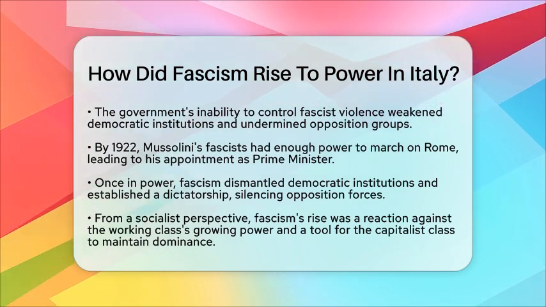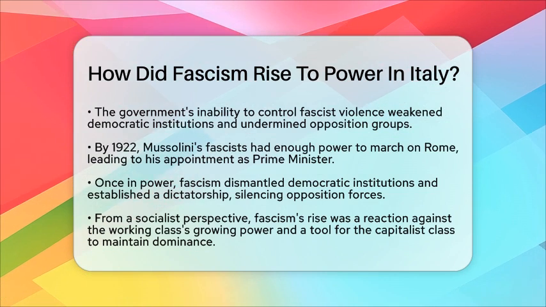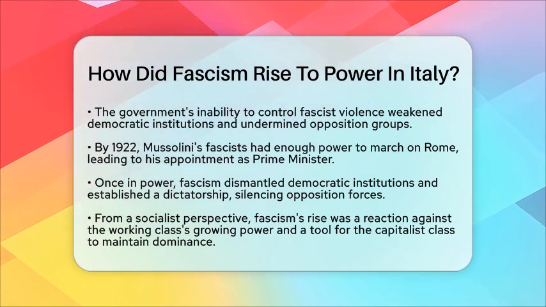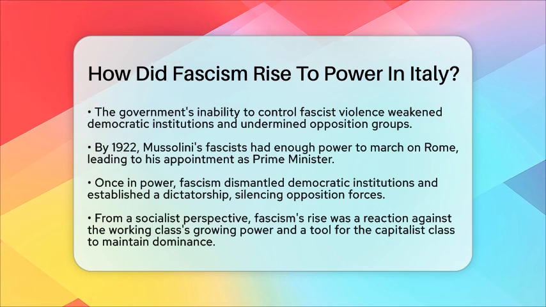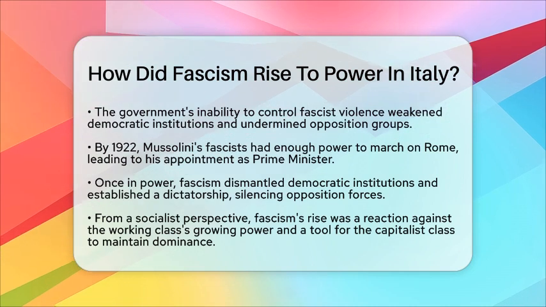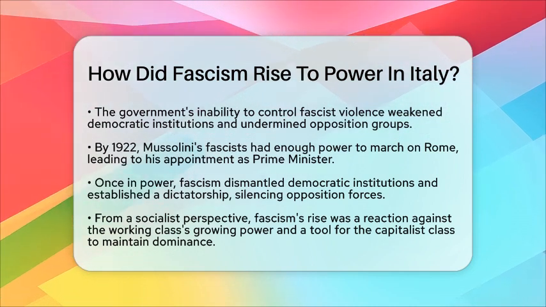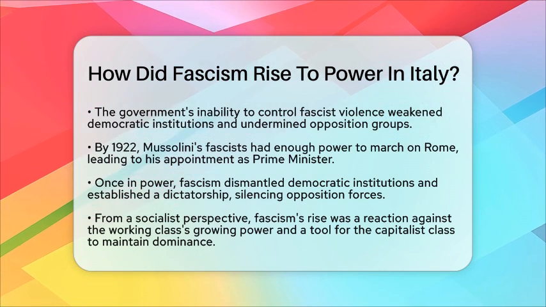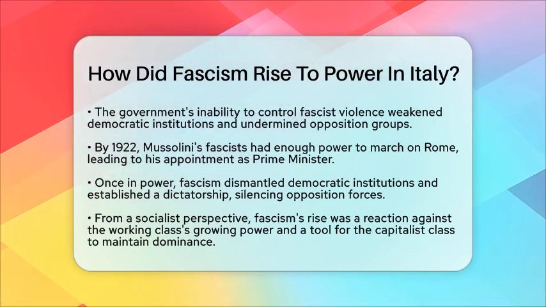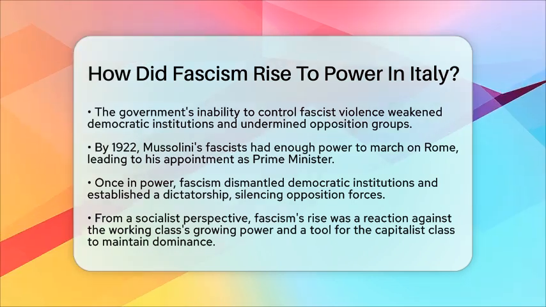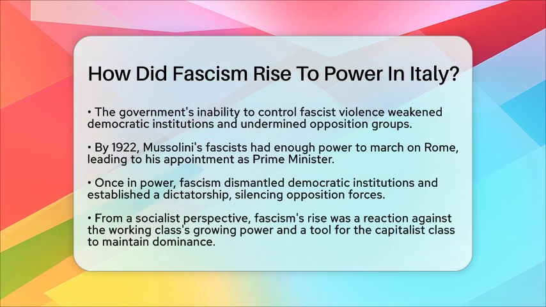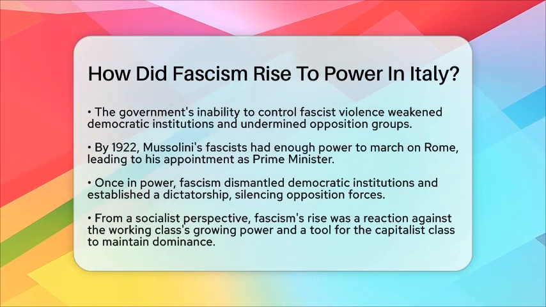From a socialist viewpoint, the rise of fascism can be seen as a reaction against the growing power of the working class. Fascism emerged as a tool for the capitalist class to crush socialist movements and maintain the existing social order. The violent actions against workers and socialists were not just about national unity. They were about protecting capitalist interests. The rise of fascism in Italy represents a counter-revolution aimed at reversing the gains made by socialism and preserving elite dominance in society.